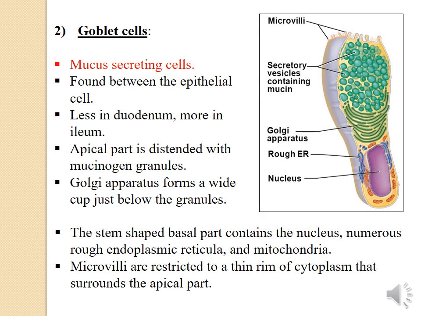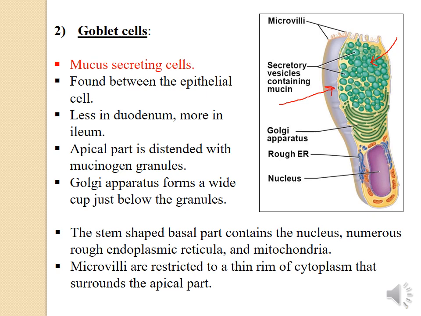The other cell is goblet cells. These are mucus-secreting cells. They are found between the epithelial cells. They are fewer in the duodenum and more in the ileum, which we are going to talk about later. The apical part of the cell is distended with mucinogen granules. These are mucus-secreting cells, so the vesicles or the granules found in the apical part contain mucus.